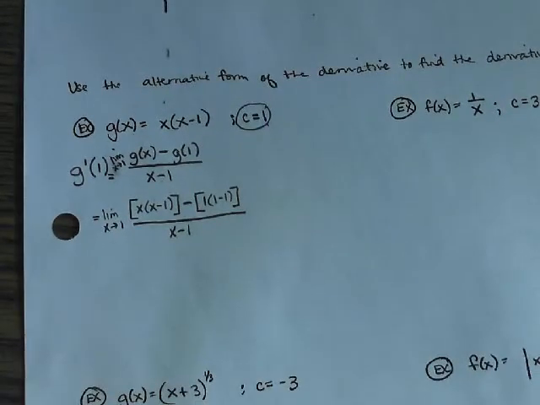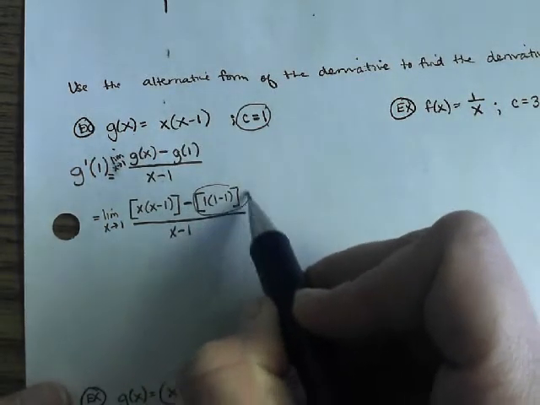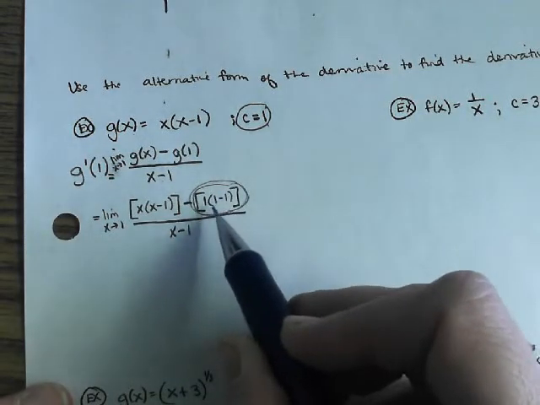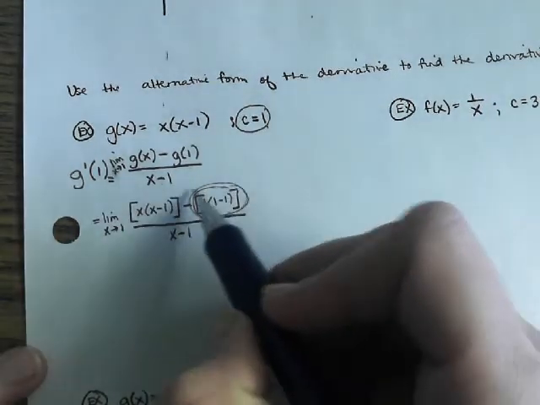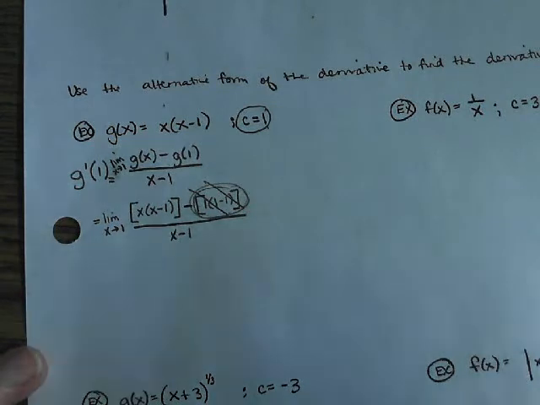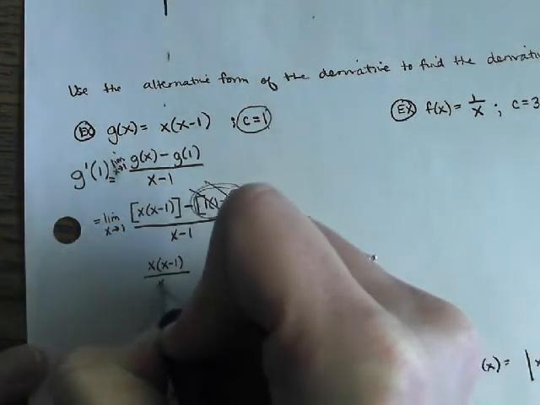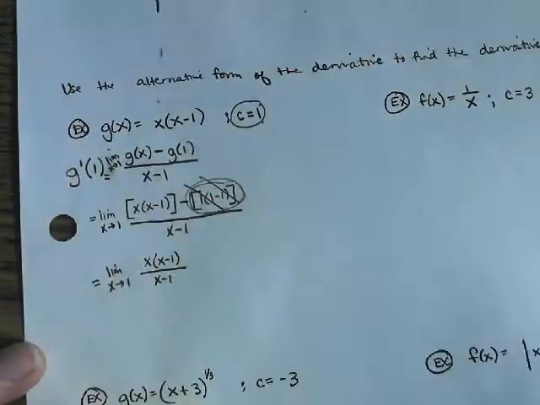And then, like most limits, when I go to plug 1 in right away, I will get the indeterminate case, so I have to simplify. So what happens to this? What does g of 1 end up being? What's 1 times 1 minus 1? 0. So that's nice. That section cancels. Not always, but here it does. And I'm left with x times x minus 1 over x minus 1, and in front, the limit as x approaches 1.